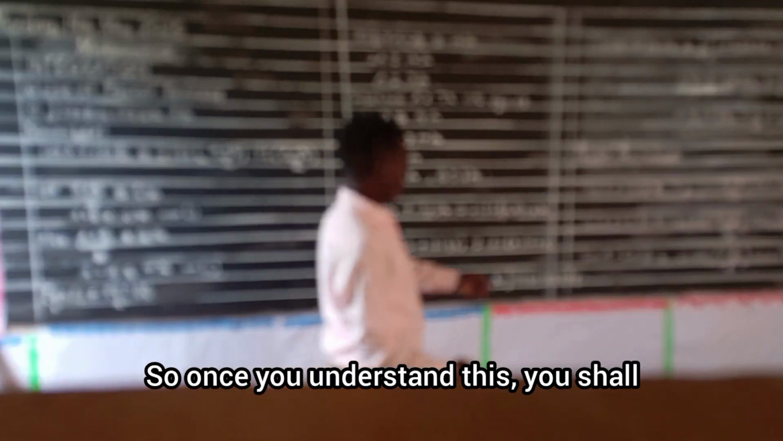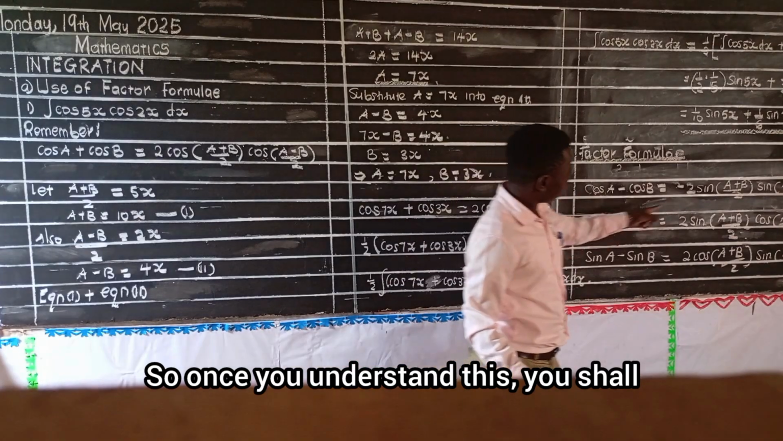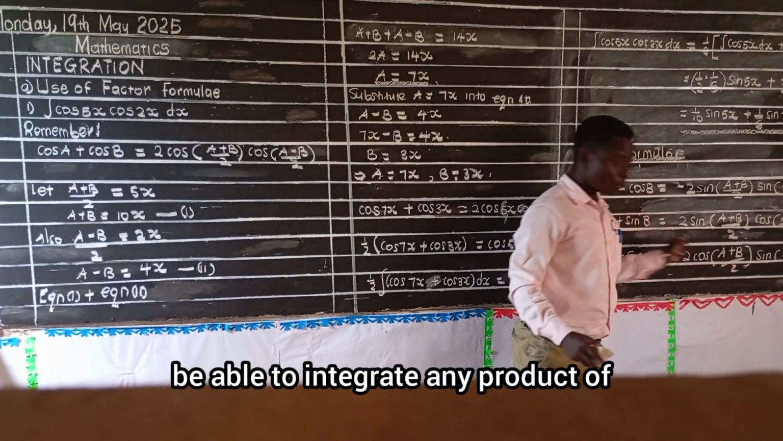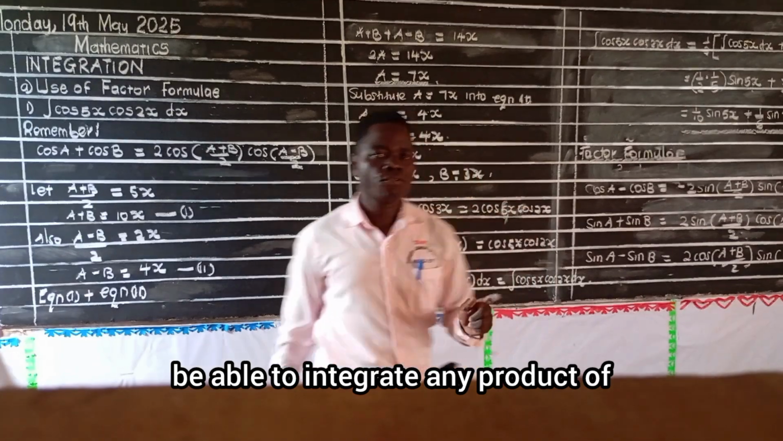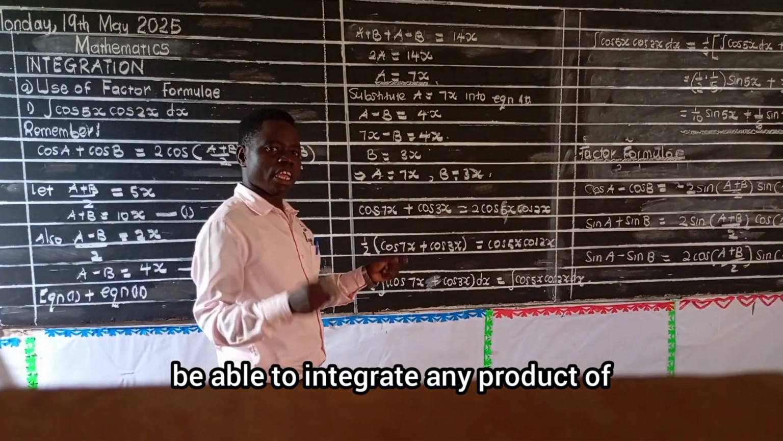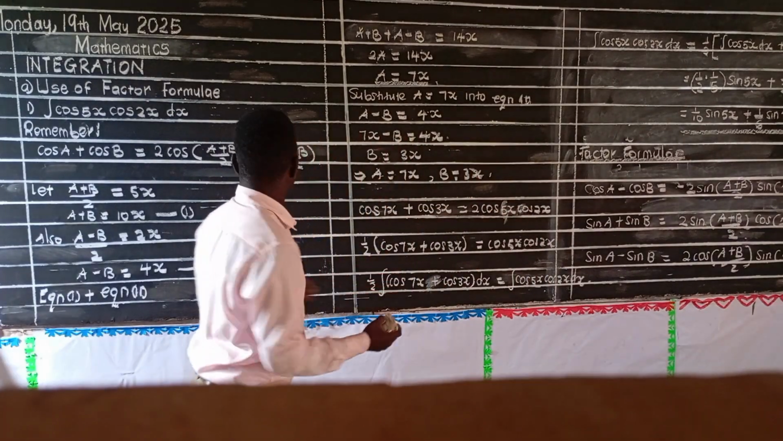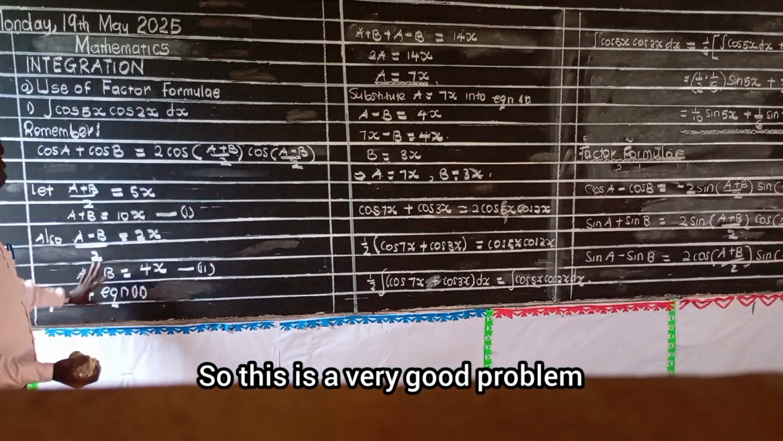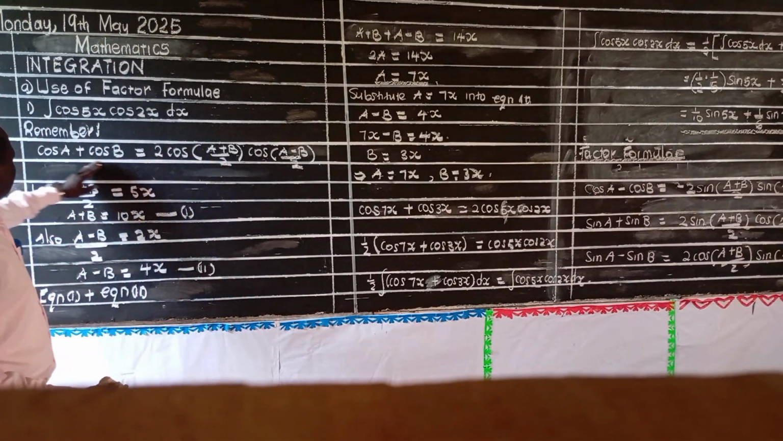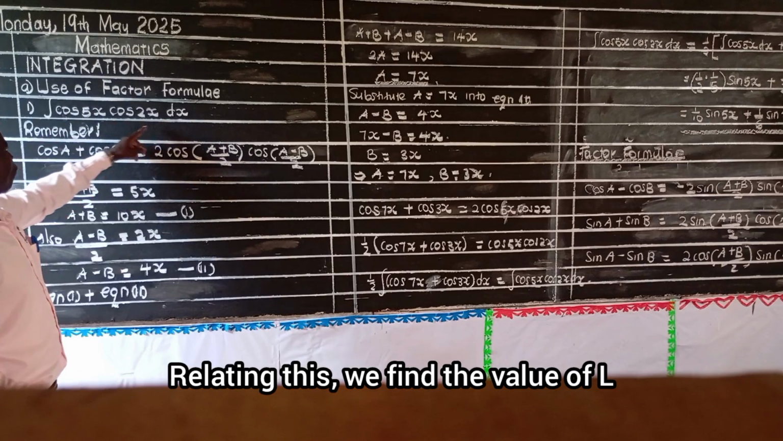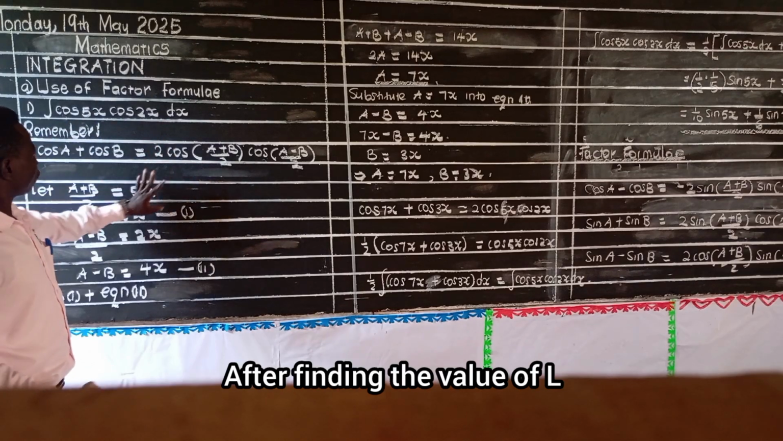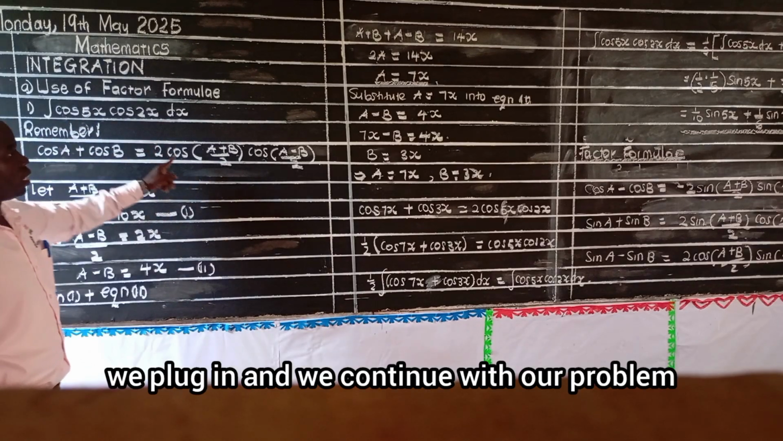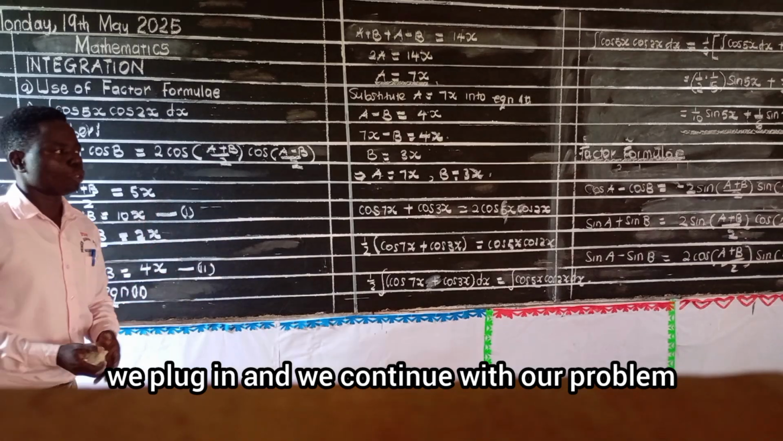Once you understand this, you shall be able to integrate any product of trig functions. So this is a very good problem. We begin by relating this, we find the value of A, and after finding the value of A, we plug in and continue with our problem.